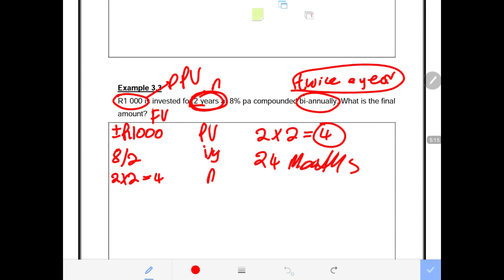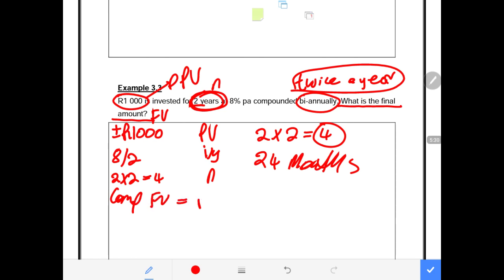Then now we have explained that. Let us now calculate what is required. What are we required to calculate? We are required to calculate the final amount, which is the future value. So we say compute future value. We're calculating our future value.